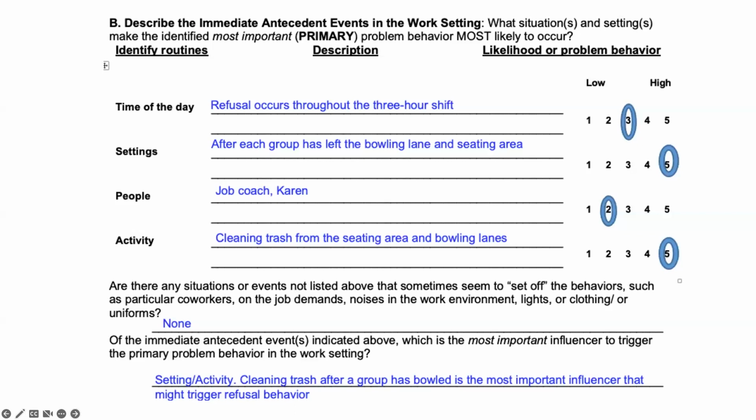And so thinking about those considerations, are there any situations or events that are not listed that sometimes set off the behaviors? In Tony's situation, no, there's not. However, if there were, you would go ahead and note those there. And then of those immediate antecedents above, what is the most important influencer that's going to trigger the primary behavior? Well, if I go up and I look at the likelihood, the number ratings that I gave, it looks like the setting and activity are the most important influencers that are going to predict when the behavior is going to occur.